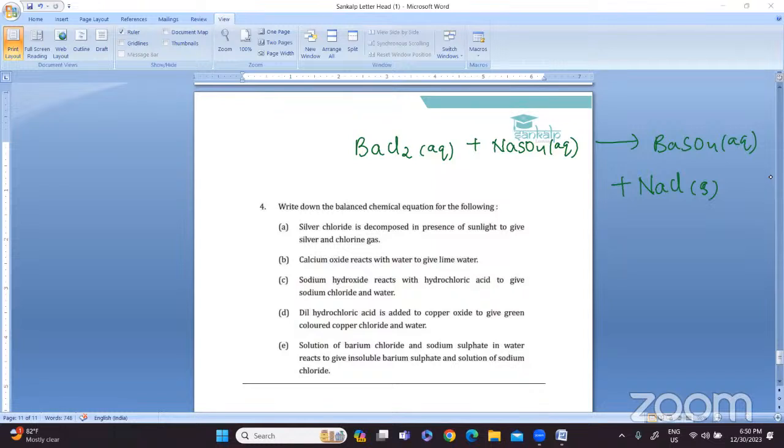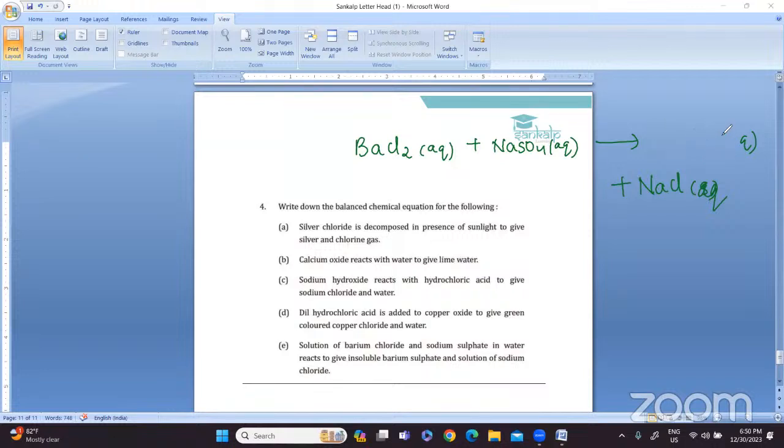They have said NaCl is an aqueous solution, so you have to write aq. Barium sulfate is insoluble, so you have to mention an arrow down. Arrow down means precipitate. So barium sulfate is a precipitate.